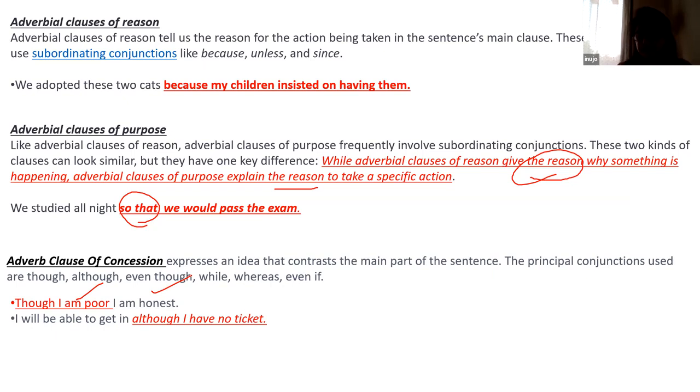Two contrasting statements. For example, again, I will be able to get in although I have no ticket. I have no ticket but I can get in. Generally it is so that without a ticket we cannot get in. So two contrasting statements. Although I don't have a ticket, I can still get in.